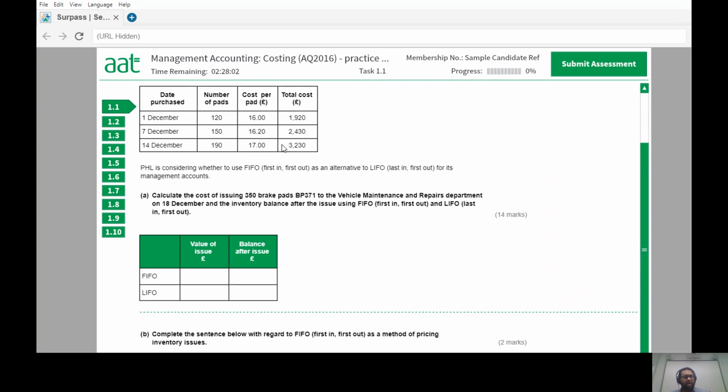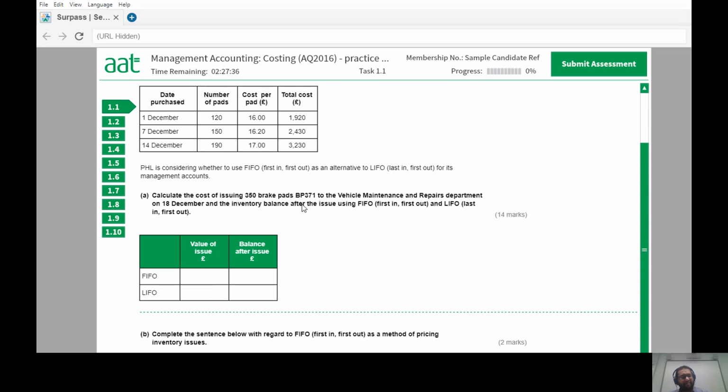So let's total all my total cost and see what is the value of my inventory before the 18th when the goods were issued out of the stores. So 3230, all of them together, it's going to be 7,580. I have got that written down on a piece of paper here, but now I'm going to use the first method, FIFO. If I'm using FIFO, I need to issue 350 brake pads.